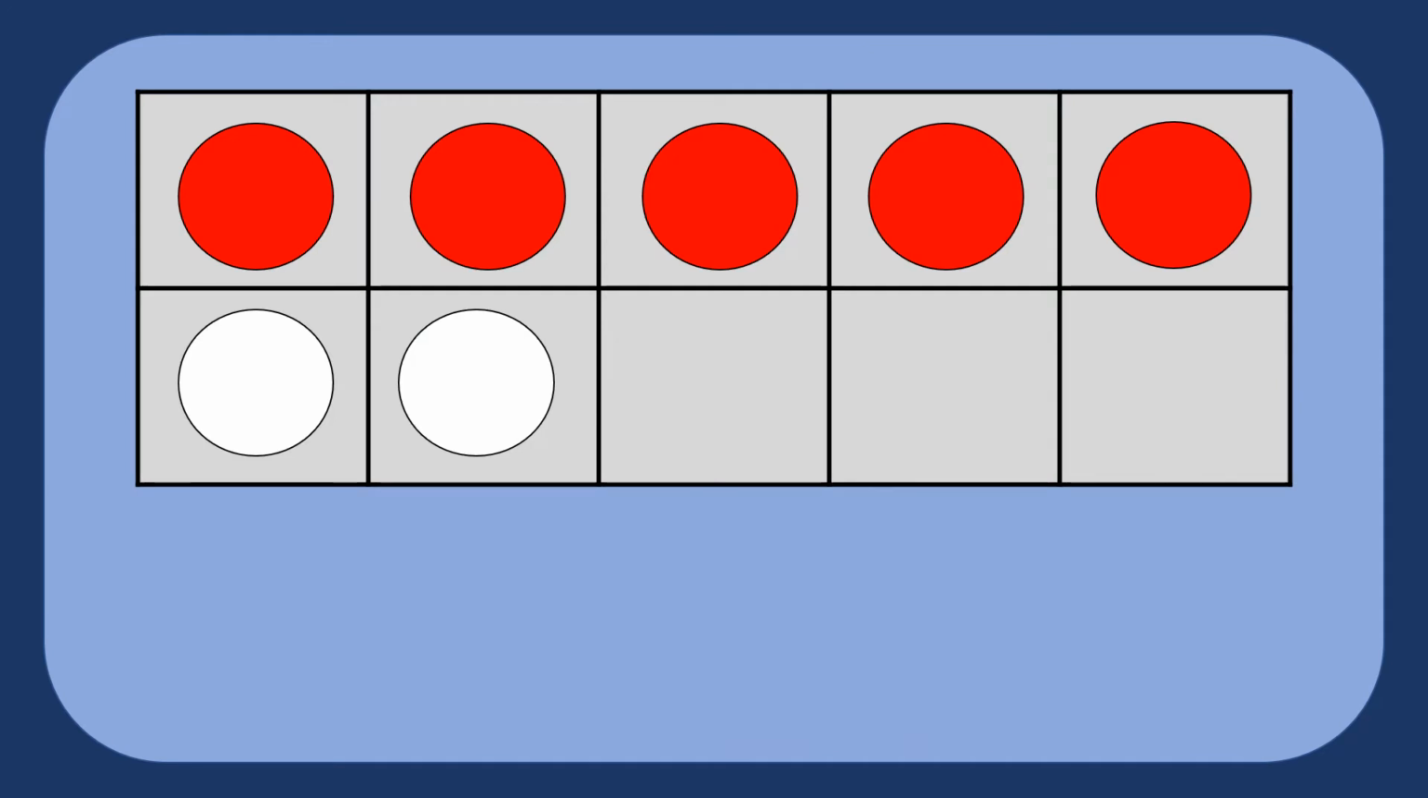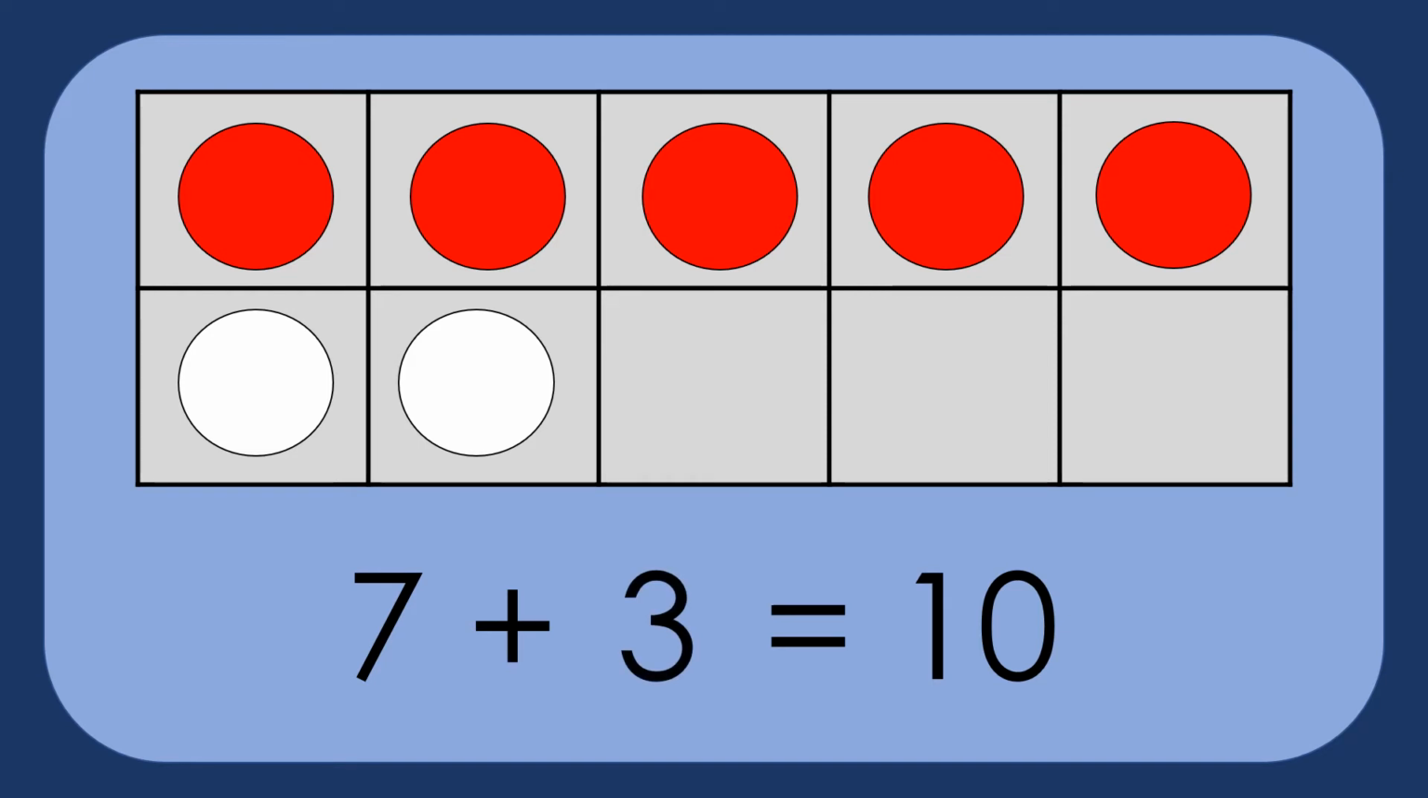We can also solve these problems by looking at pictures and using 10 frames. Look at the 10 frame that's on the screen. How many dots do you see on the 10 frame? 7. Now look at how many spaces do not have dots. 3. So we know that 7 plus 3 more would make 10 all together.